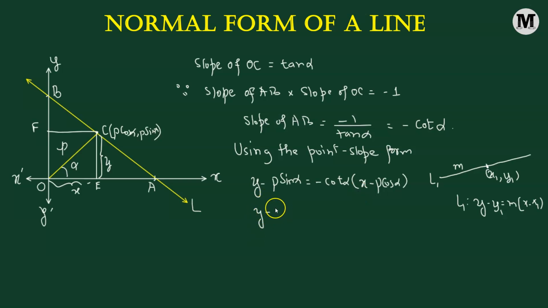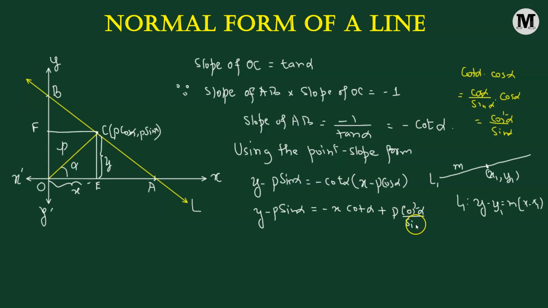Fine. So let's further simplify. We're going to get y minus p sine alpha equals, now negative cotangent of alpha times x is going to give us negative x cotangent of alpha. Then we have negative times negative, and that will become positive. So now, what is cotangent of alpha multiplied by cosine of alpha? Cotangent of alpha is cosine of alpha over sine of alpha, multiplied by cosine of alpha. So what we get here is cosine squared alpha over sine alpha. So we are going to get p times cosine squared alpha, whole divided by sine alpha.